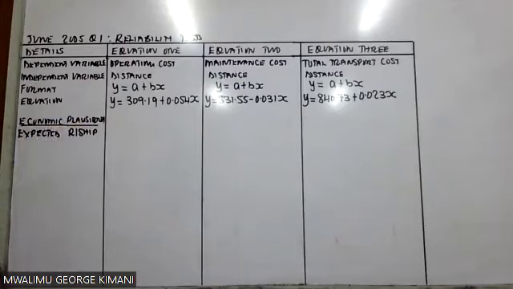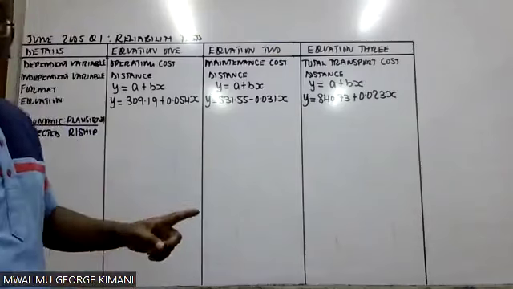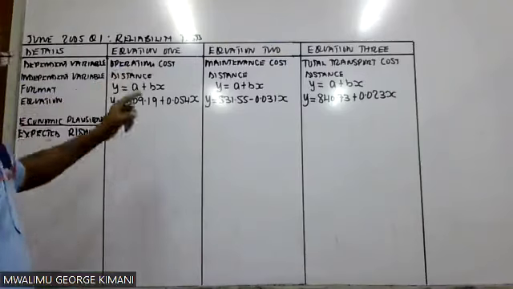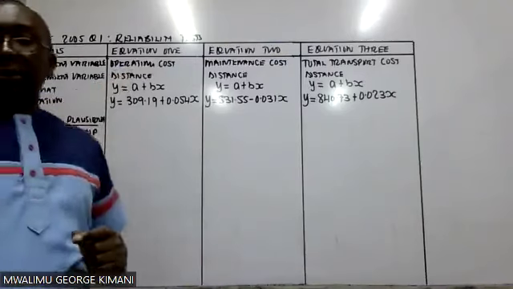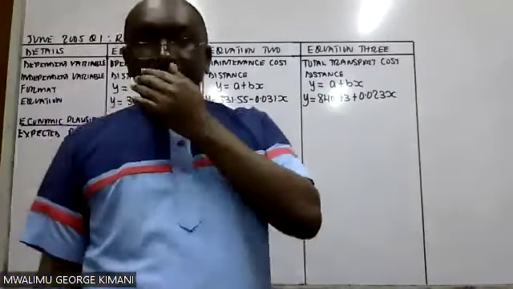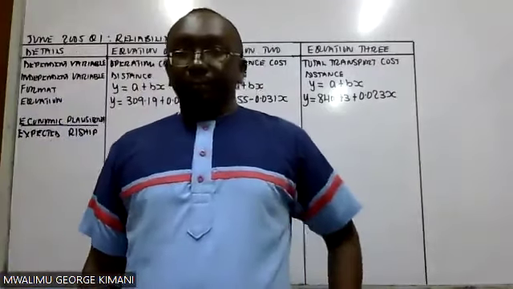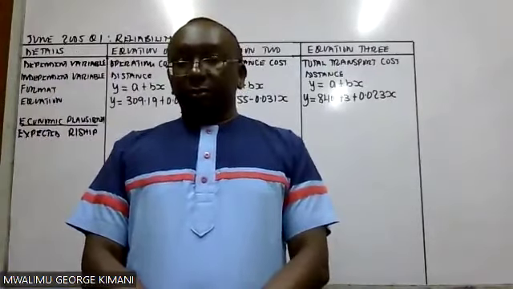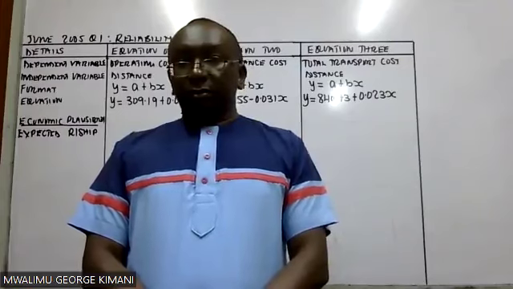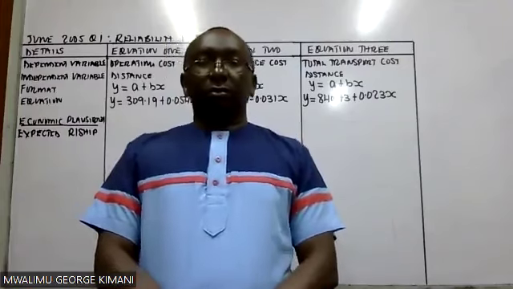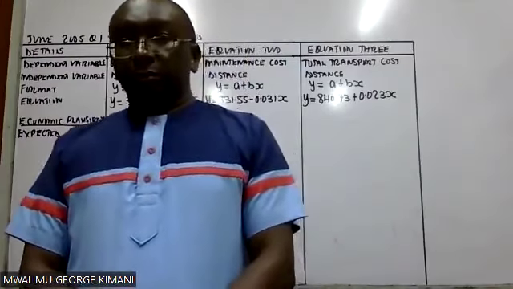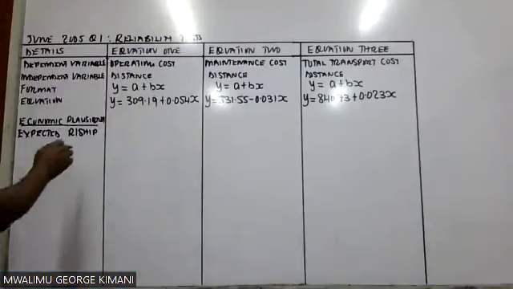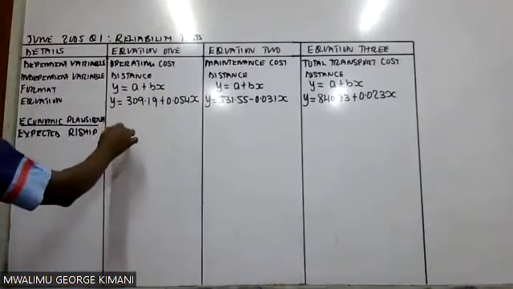I want you people to tell me, what kind of a relationship would you expect to see between operating cost and distance? Is it direct or inverse or null? Someone to respond. What would you expect in general? Yeah, good. I can see direct relationship. Thank you for those responses. So we expect direct.